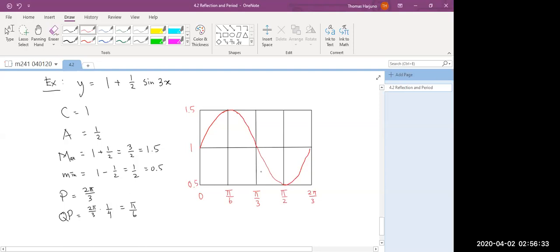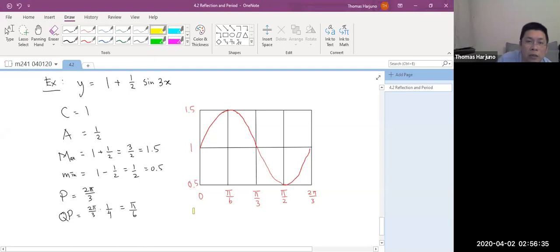Okay, now besides doing it this way, you can start the following. You start from 0 and you add the quadrantal period. You get pi over 6. 0 plus pi over 6 is pi over 6. You add another quadrantal period, pi over 6. That's 2 pi over 6, which is pi over 3.